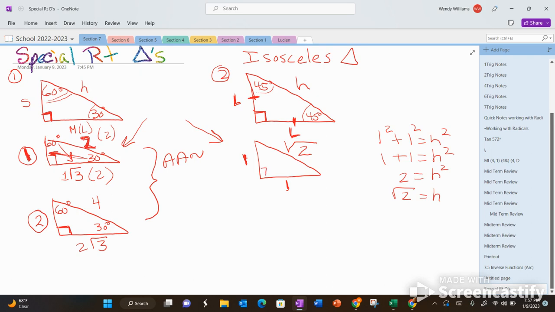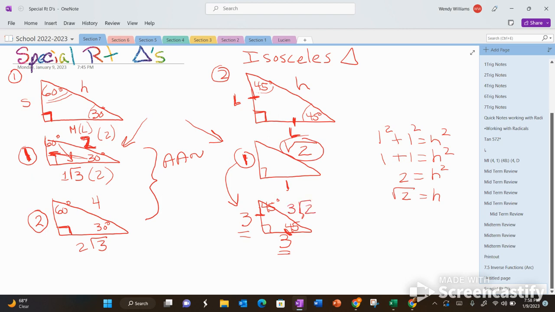Same thing holds true with a 45, 45, 90. Ooh, that's a really ugly 45, 45, 90. Just don't worry about how ugly it is. Let's just use it. If this is 3, then this one has to be 3 because it's isosceles. And if this is 1 and this is 3, then 1 times 3 gives me these two are 3. And if this has a relationship of square root of 2, then this is 3 square roots of 2.